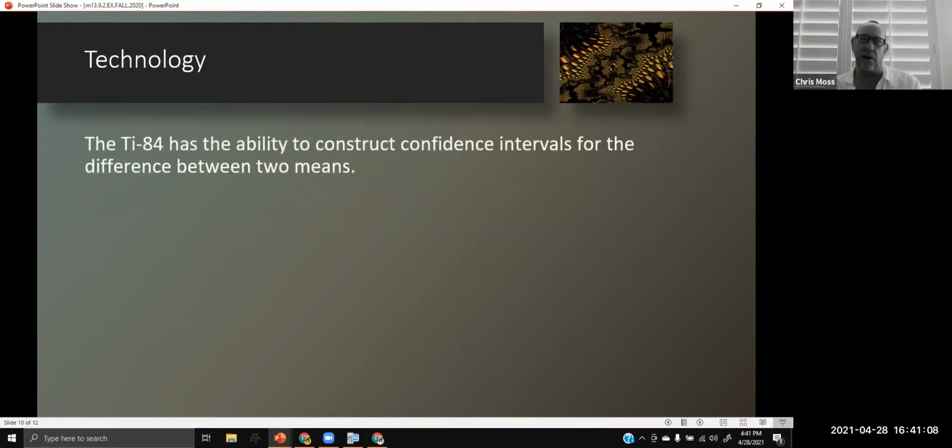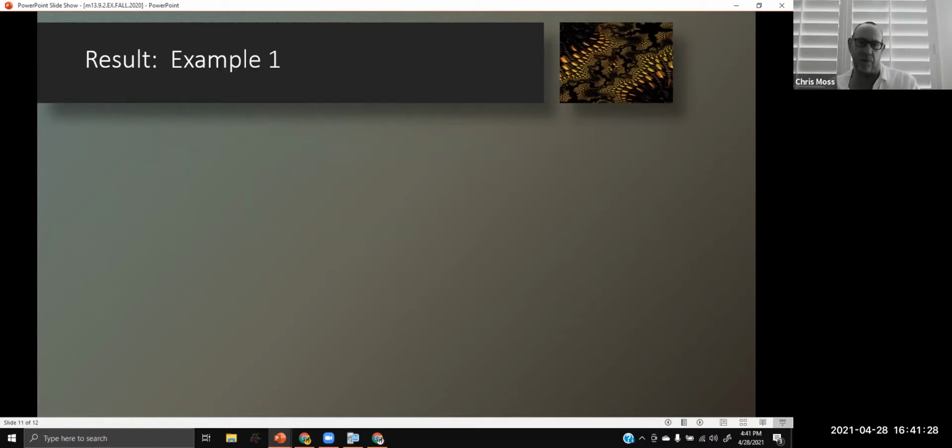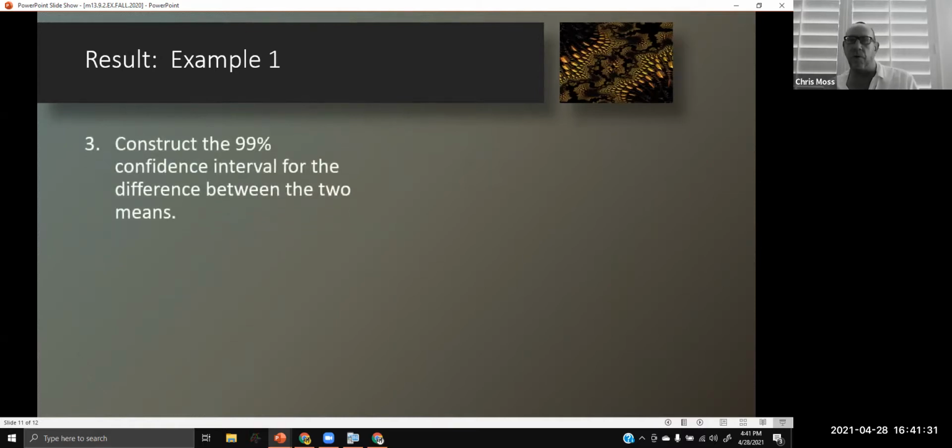Now, let's talk about the confidence interval. Your TI-84 has the ability to construct the confidence intervals for the difference between two means. And it follows the same requirements. We use the 2-samp t-interval tool to do this, and I'll run through those keystrokes also. So we want to construct a 99% confidence interval for the difference between the two means.